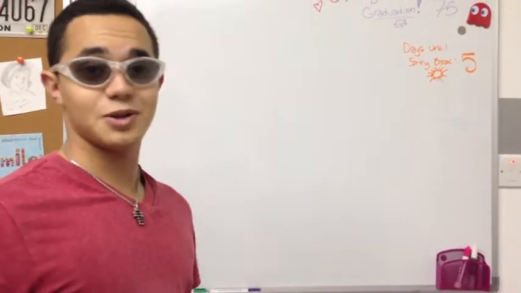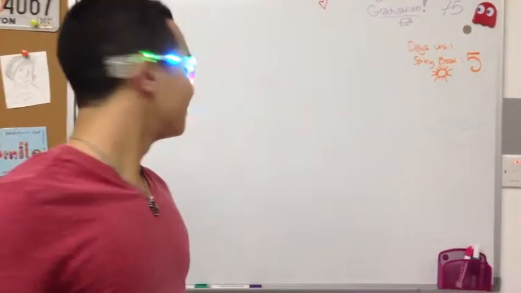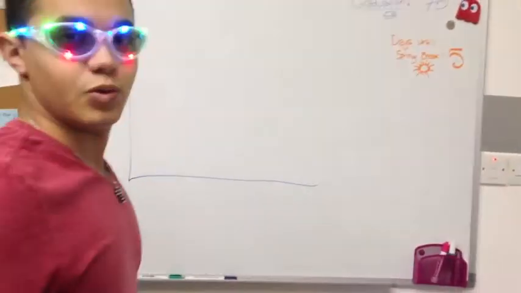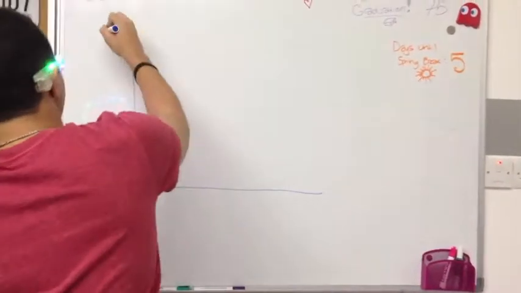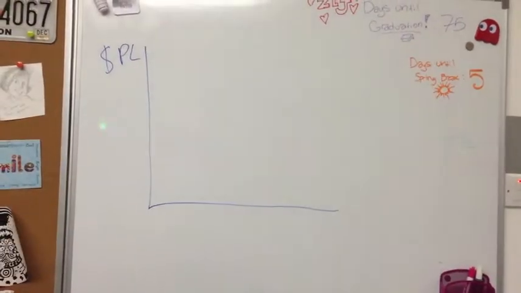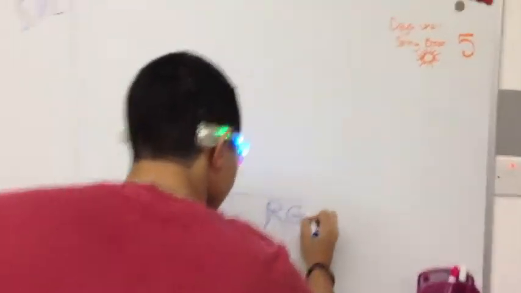Hello, I'm Youssef, and I'm going to be explaining aggregate demand and aggregate supply. So, we're going to draw the graph. On this side, we have price level, as you can see. And then on this side, we have real GDP.